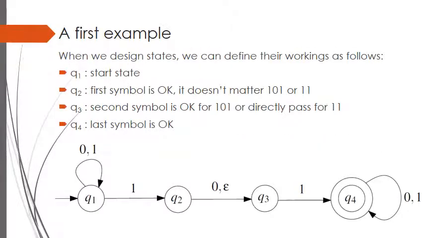When we design states, we can define their workings as follows. Q1 is the start state. Q2 means the first symbol is okay. It doesn't matter, 101 or 11. Q3 means the second symbol is okay for 101, or directly pass for 11. Q4 means the last symbol is okay.